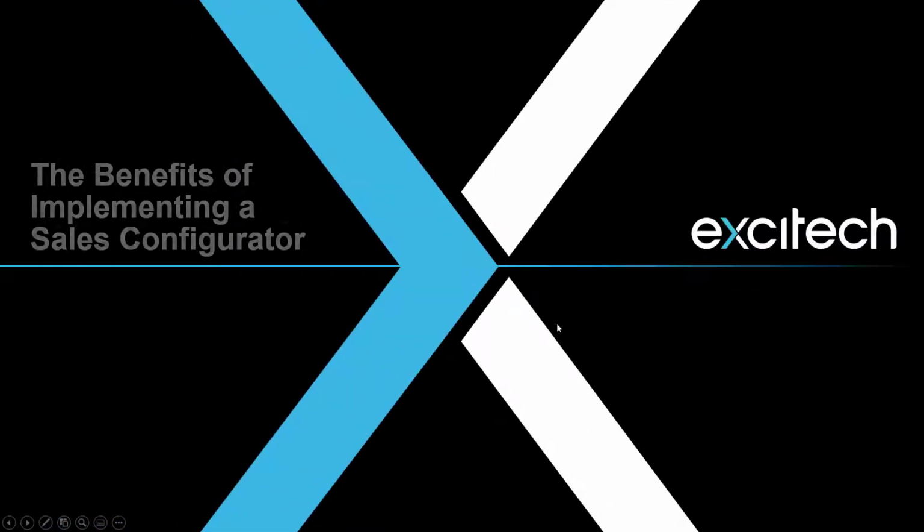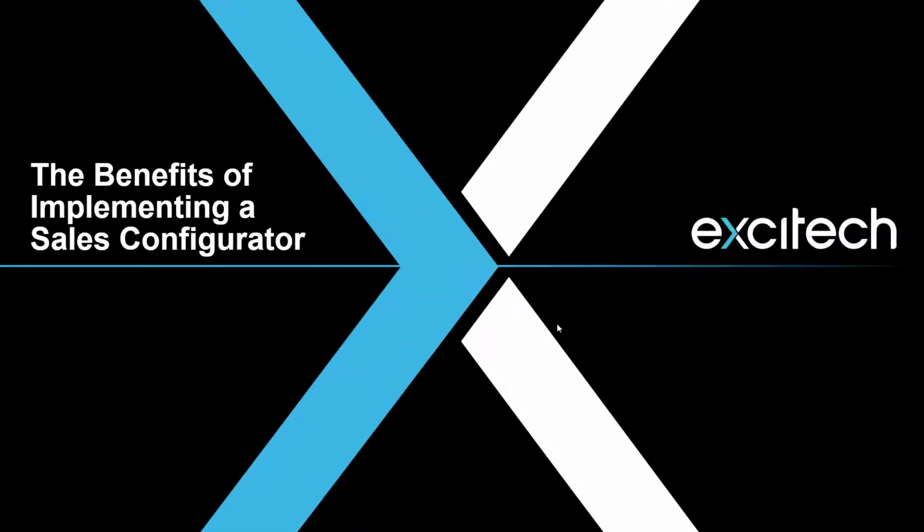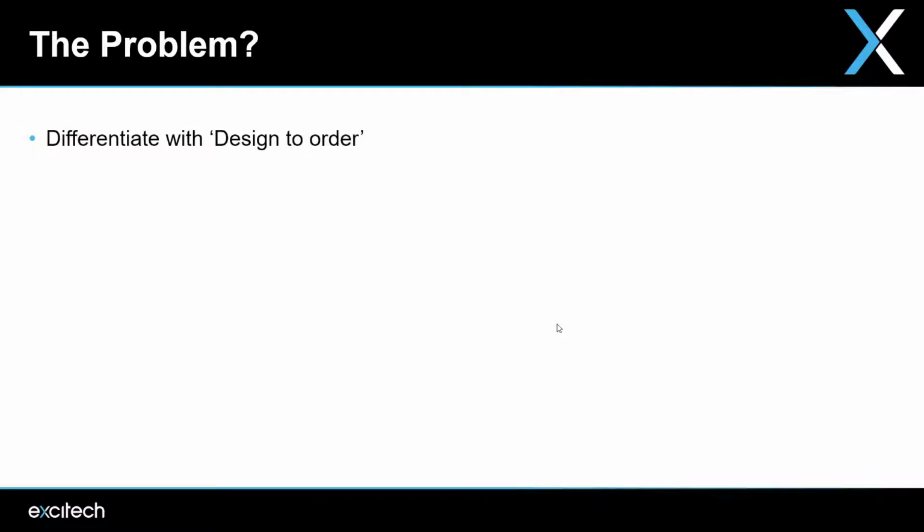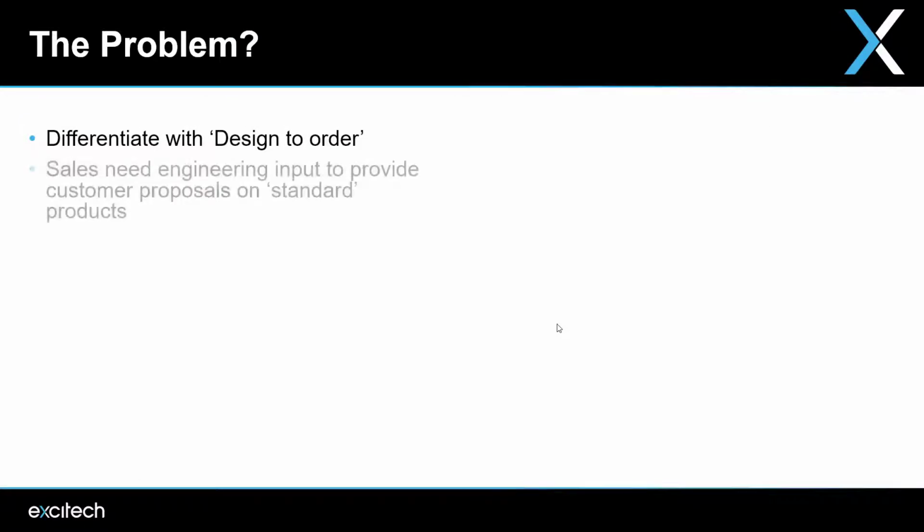In this video in our design automation series, we'll look at the requirements for and benefits of sales configurators. One way that manufacturing in the UK differentiates from competition is by offering products that aren't off the shelf but are designed and supplied to order to better suit their customers' requirements.